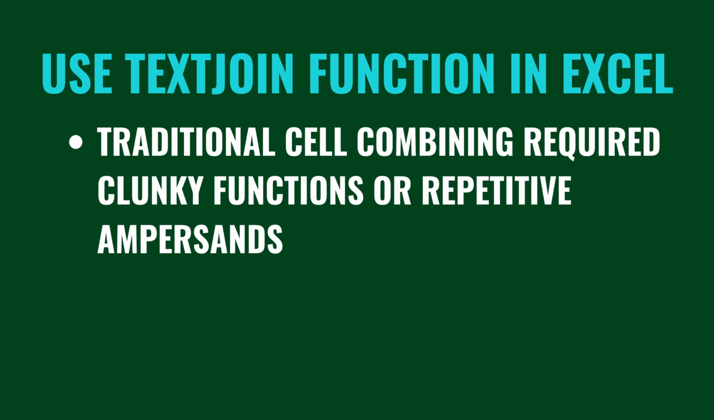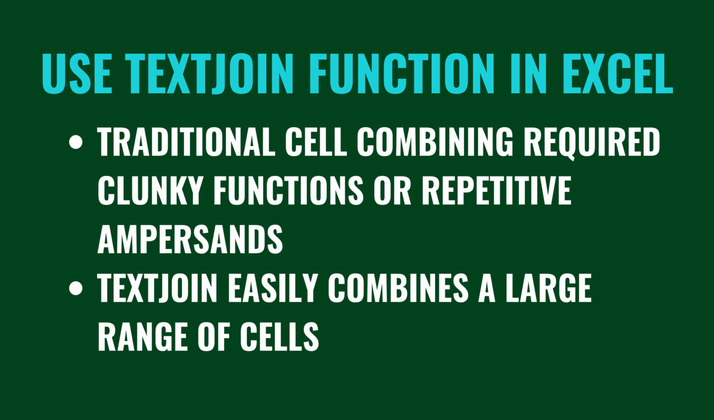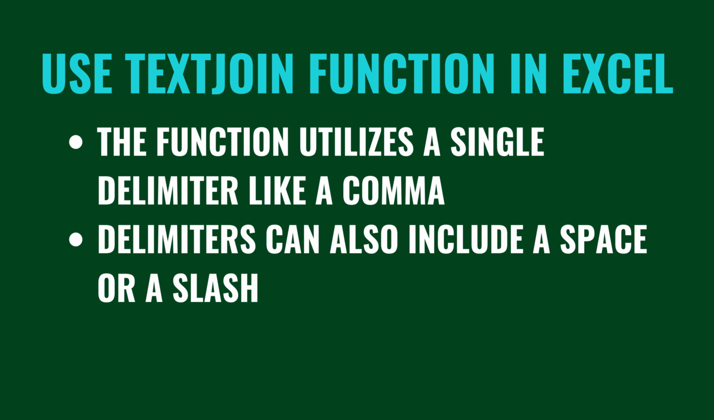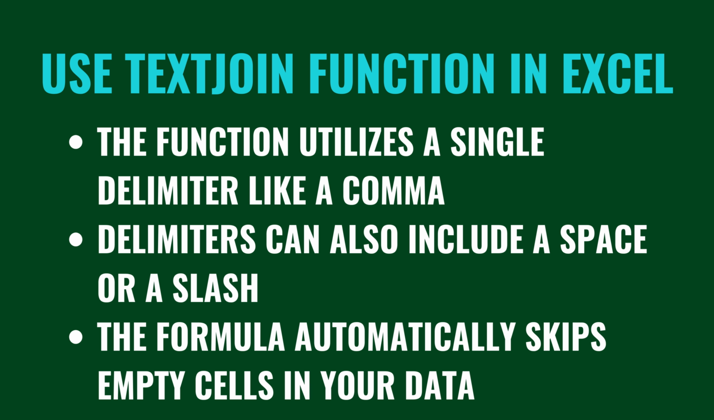For a long time, combining text from multiple different cells required using the clunky concatenate function or typing out repetitive ampersand symbols for every single cell you wanted to merge. Textjoin changes that by allowing you to easily combine a large range of cells using a single delimiter like a comma, space, or slash, while giving you the power to automatically skip empty cells in your data.